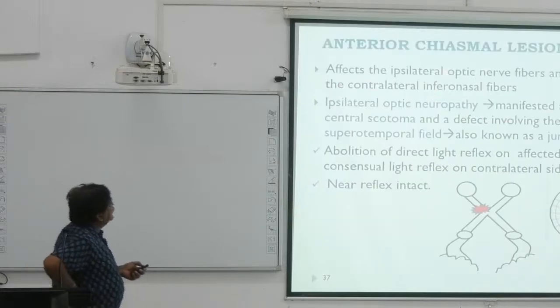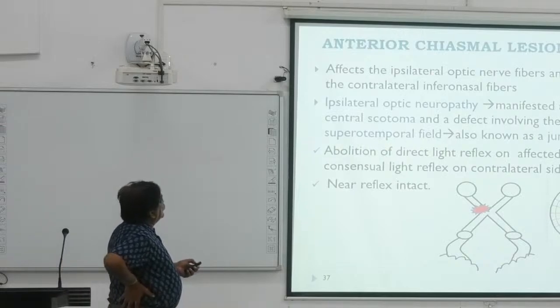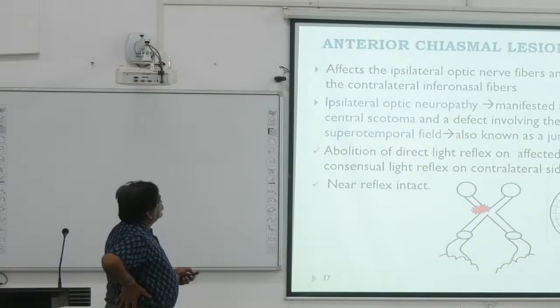Now, the anterior chiasmal lesion affects the ipsilateral optic nerve fibers and the contralateral infranasal fibers. Ipsilateral optic neuropathy manifested as a central scotoma and a defect involving the contralateral supratemporal field, also known as the junctional scotoma. Abolition of direct light reflex on the affected side, consensual light reflex on the contralateral side, near reflex intact.